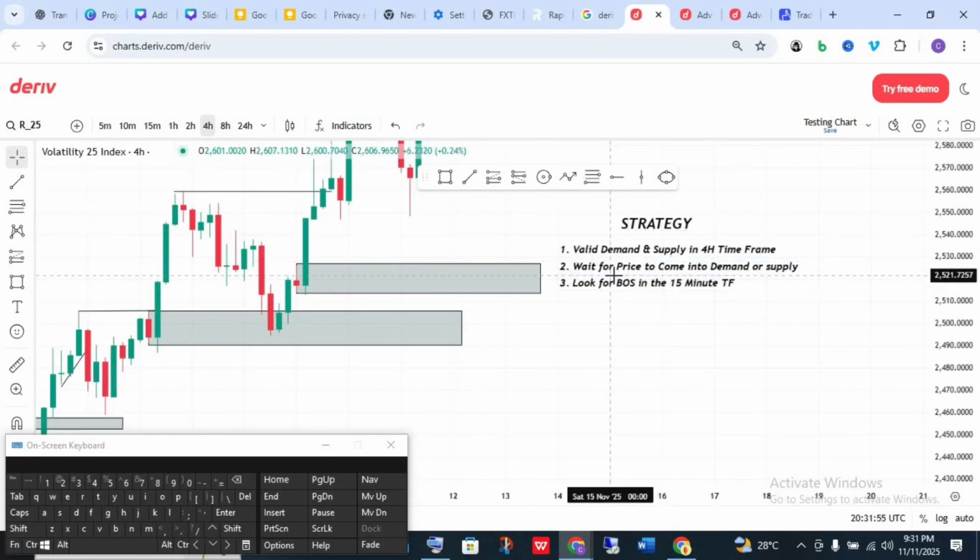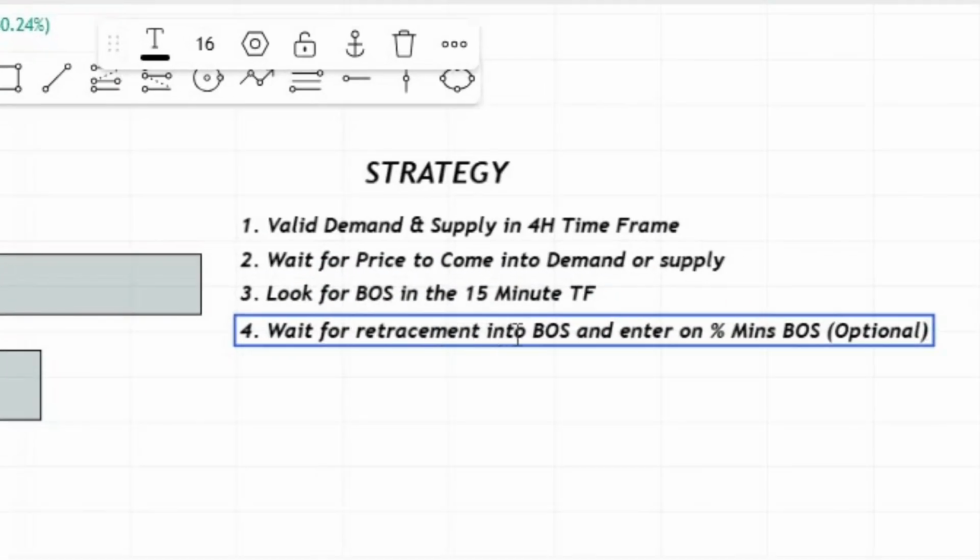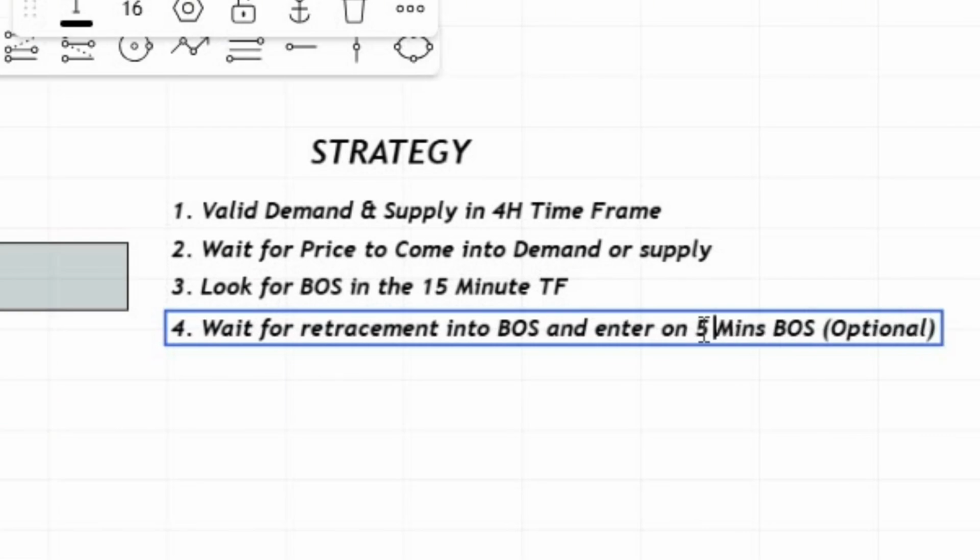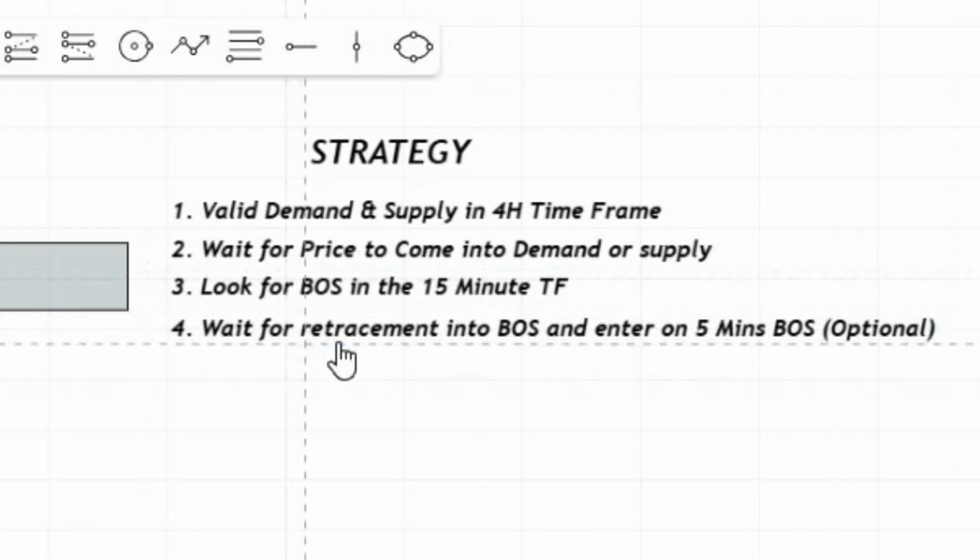So now after that, this last one is optional. We wait for a retracement into the break of structure. Then we enter on the 5 minutes break of structure. Another break of structure in 5 minutes.